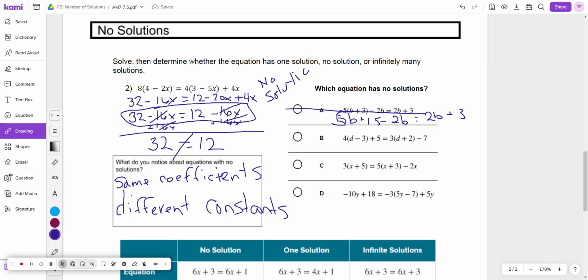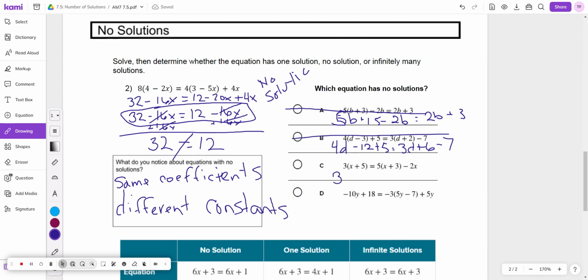So 4 times 4d minus 12 plus 5 is equal to 3d plus 6 minus 7. Looking at the coefficients, I see that they're both going to be different because there are no algebraic terms that I can combine with any of them. So that takes that one out.